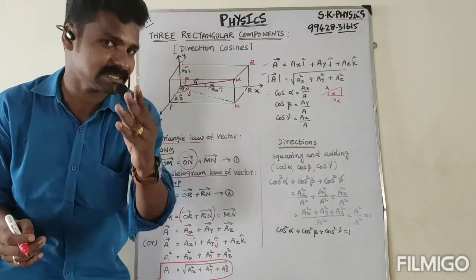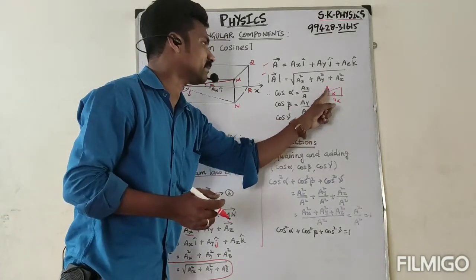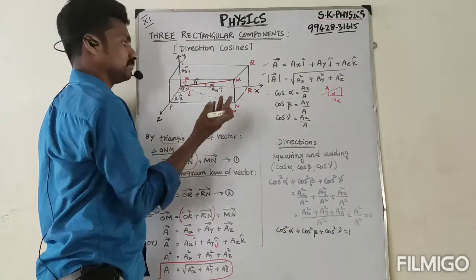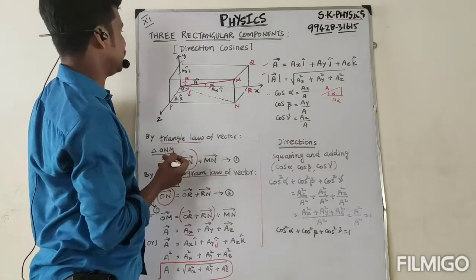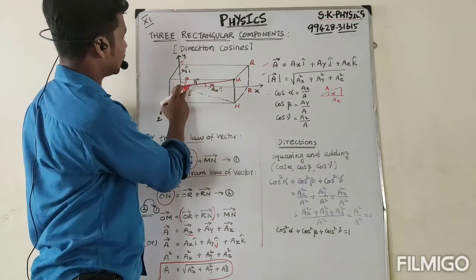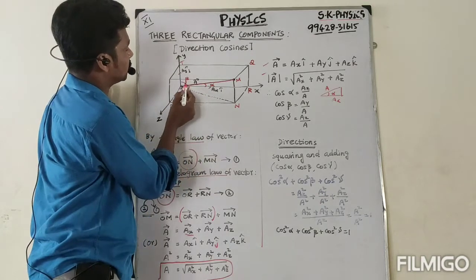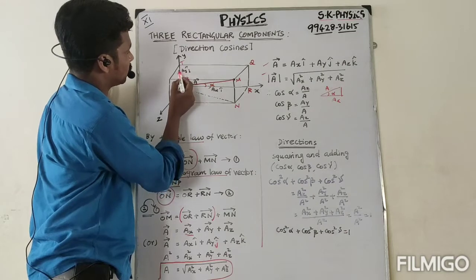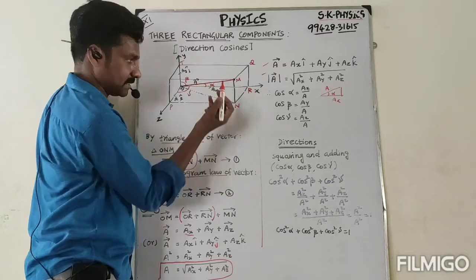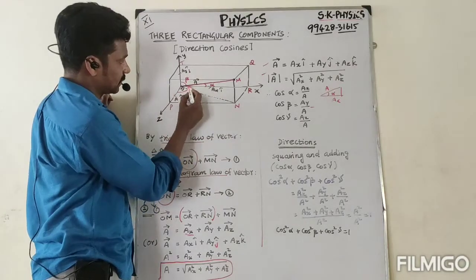Cos alpha, that is cos theta, is equal to adjacent divided by hypotenuse. Adjacent is what? Ax. Hypotenuse what? A. So Ax divided by A. Like that, beta. See the beta value, the same idea. So for the beta angle, the adjacent value is Ay, and the hypotenuse is A. So the same thing, only Ay divided by A.